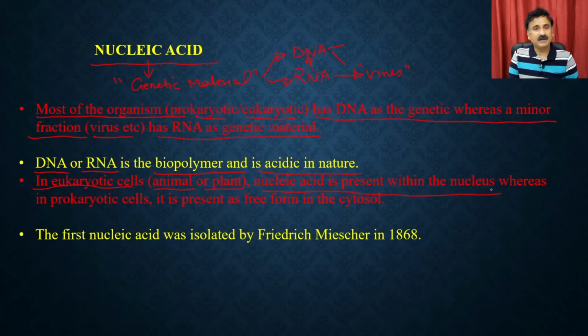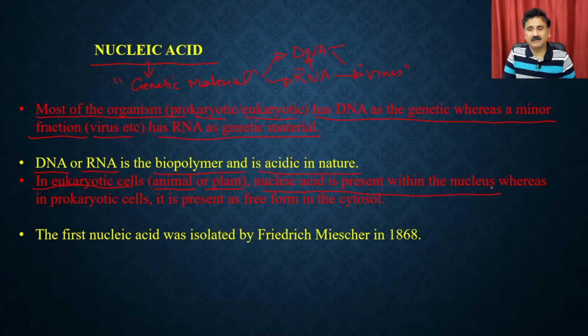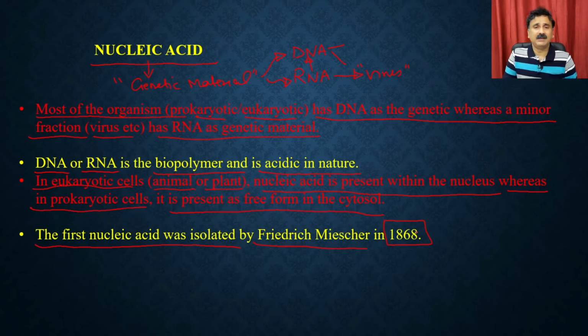In eukaryotic cells, whether it is the animal cell or the plant cell, the nucleic acid is present within the nucleus, right? That we have already discussed. The DNA is present inside the nucleus. The nucleus is a double membrane structure which has the nuclear membranes and other kinds of structures, whereas in prokaryotic cells, it is present in free form in the cytosol. The first nucleic acid was isolated by Friedrich Miescher in the year 1868. And since then, people have known about nucleic acids.